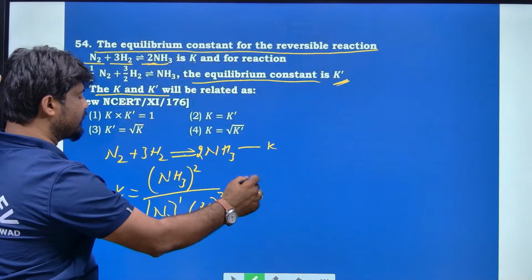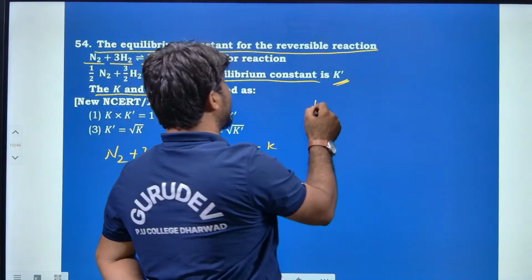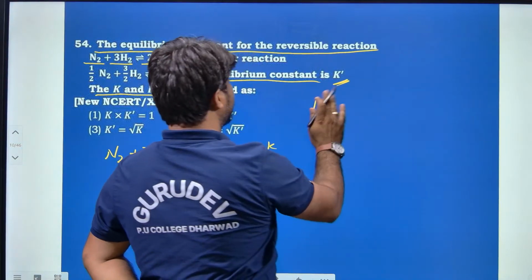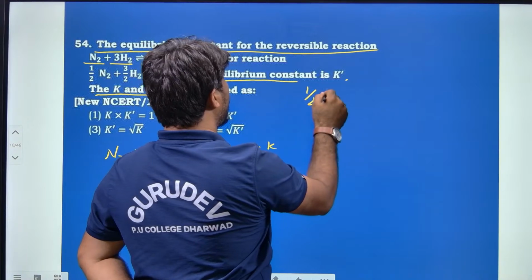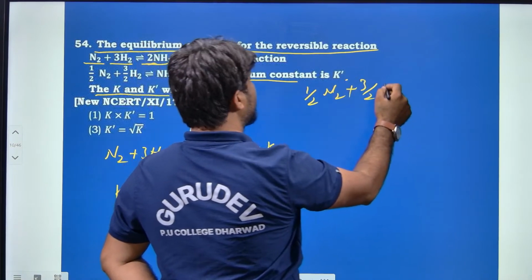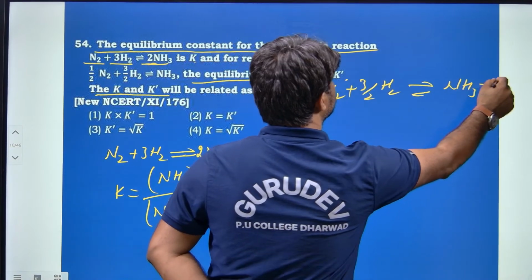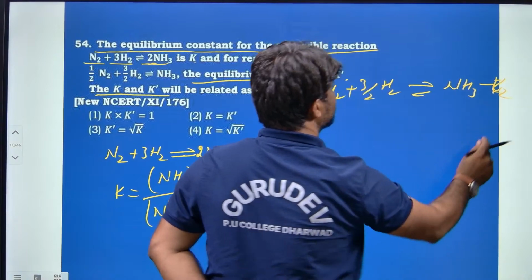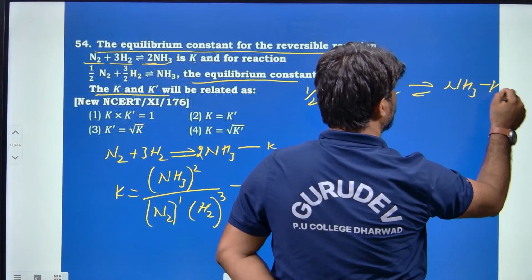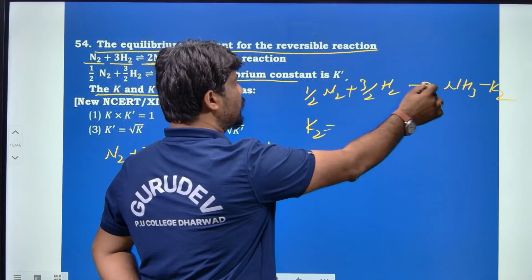So this is considered equation number 1. Now I will go for equation 2, that is K dash. For K dash, the reaction will be N2 plus 3 by 2 H2 in equilibrium with NH3. This I will consider as K2. Now write the equilibrium constant K2 is equal to product divided by reactant.